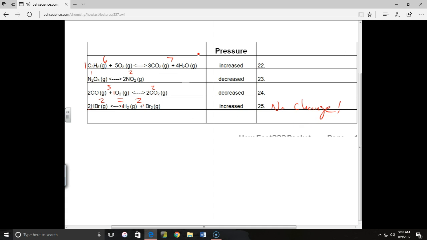Okay, so let's work through this example. Here I have 6, here I have 7. If I increase pressure, all right, I go away from the side with the most number of moles. All right, so I go away from 7. I go to 6. All right, 6 is on the reactant side, 7 is on the product. So reactants, I should put towards reactants. That's what the T are.